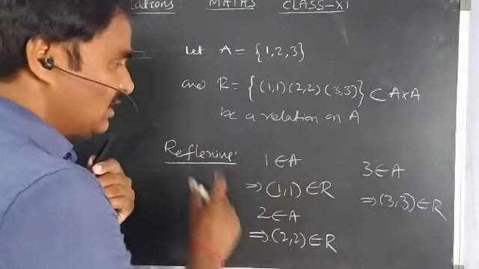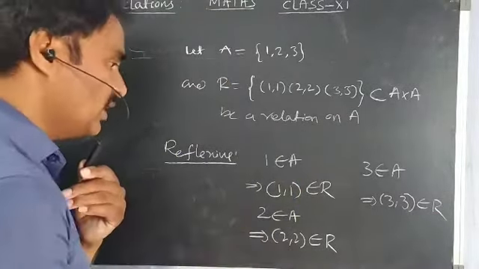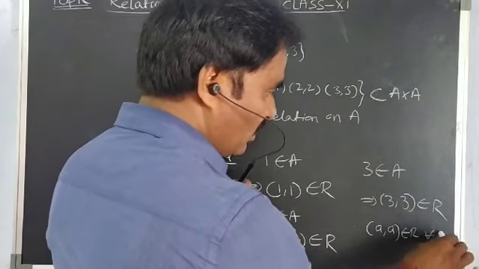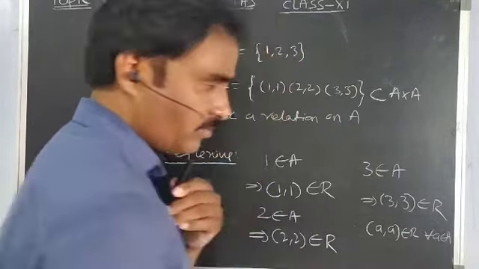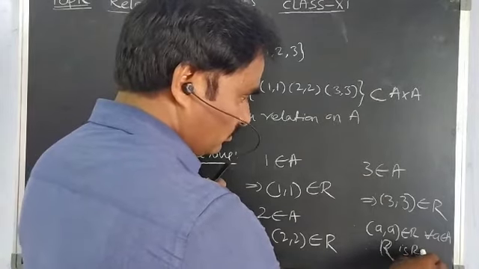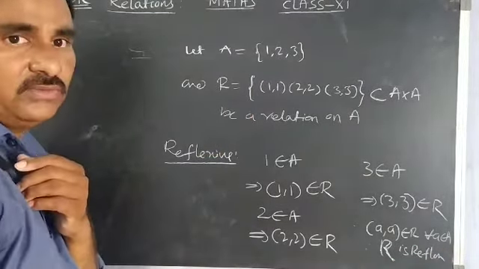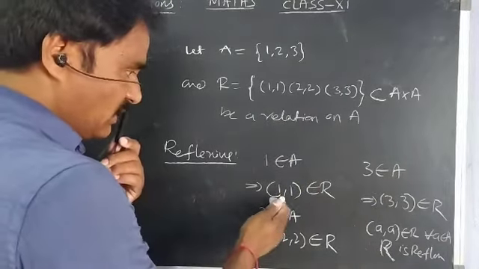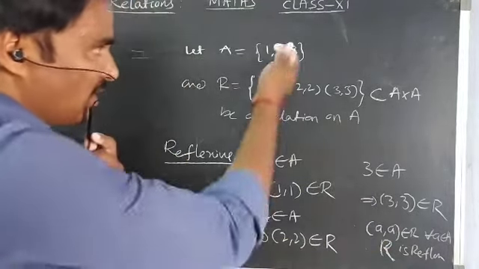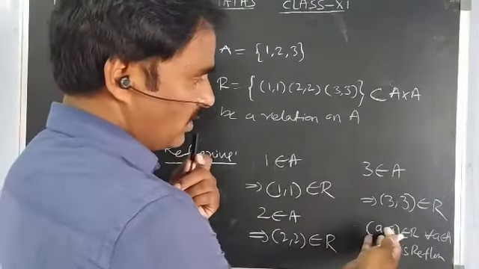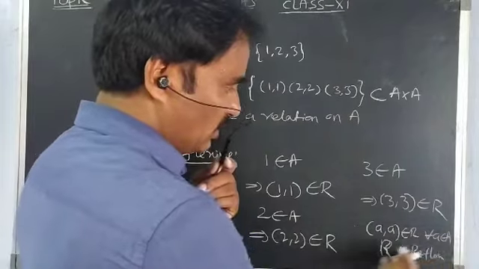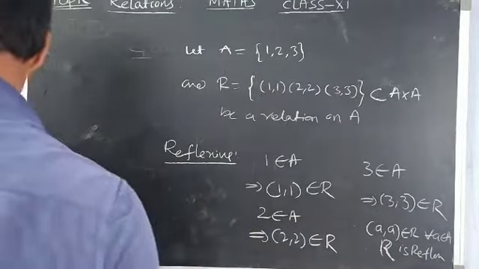If all ordered pairs satisfy the reflexive condition, then write the general property. What is the condition? (a, a) belongs to R for all a belongs to A. Therefore R is reflexive. Why? Because A has elements 1, 2, 3, and with those elements I constructed the ordered pairs, and they belong to R. So all ordered pairs satisfy the reflexive condition. Directly you can write this property: (a, a) belongs to R for all a belongs to A. Therefore R is reflexive.